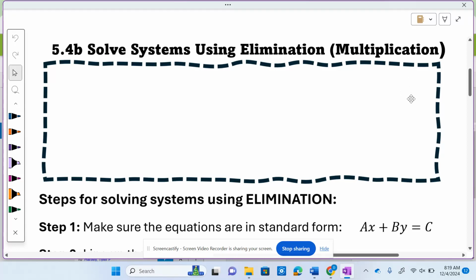Okay, so our I can statement. I can solve systems of linear equations. Some of you guys were smart and already wrote it out when you were starting. I saw that.